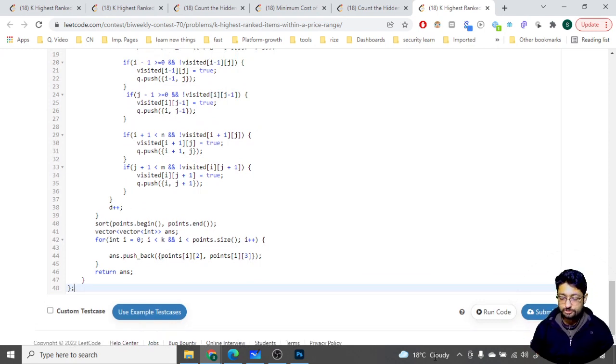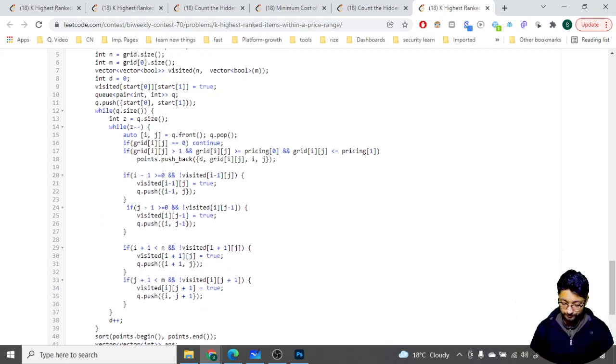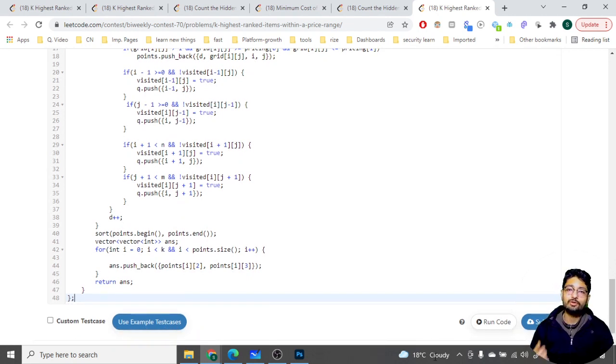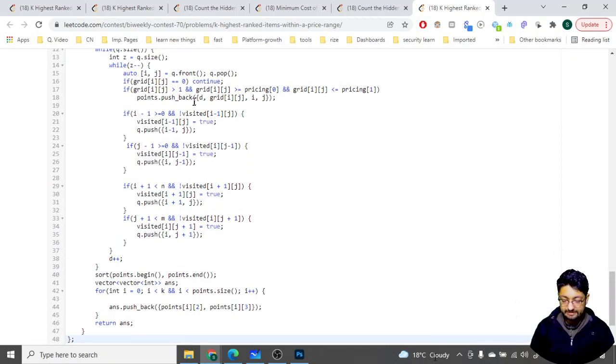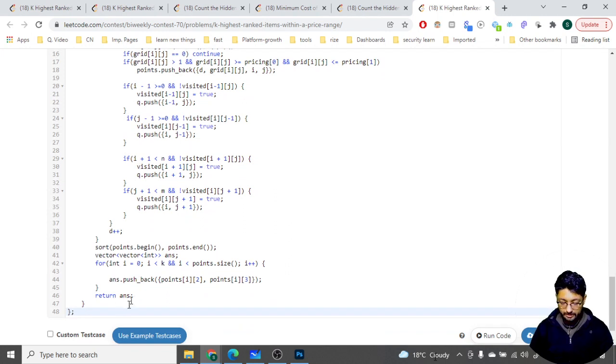The internal algorithm will sort according to these parameters, one by one. After sorting, we have to print out the coordinates of the values. We have to find the k blocks that fall in these parameters. So we will make a vector that stores the answer, and we'll iterate over this whole points vector. Either I will find the k elements, or the points array will end, so we have to ensure that we stay in bounds. And we'll push back the points at index 2 and 3. Here 0 is the distance, the second one is the value, and the third and fourth are the row and column. So we'll be pushing the row and column into the answer vector and printing out the answer vector.